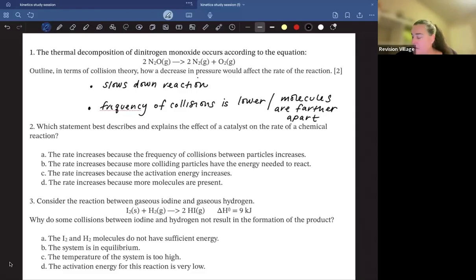What do catalysts do? What catalysts do is they provide an alternate pathway that lowers the activation energy, which means that more of the molecules will have enough energy to successfully react. So they increase the fraction of successful collisions. So I think that's choice B.